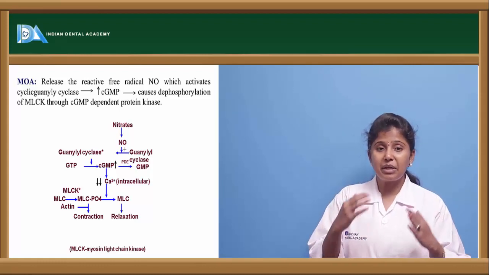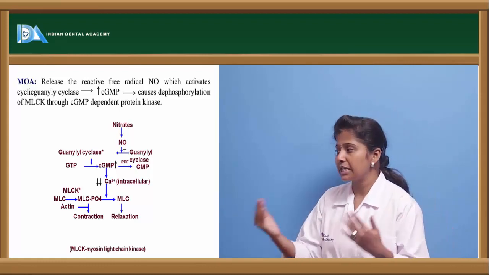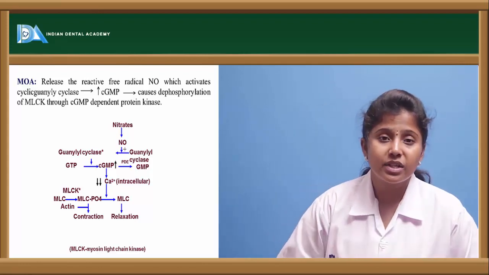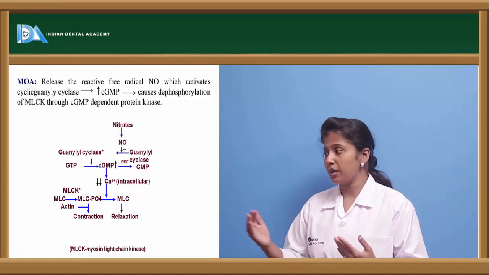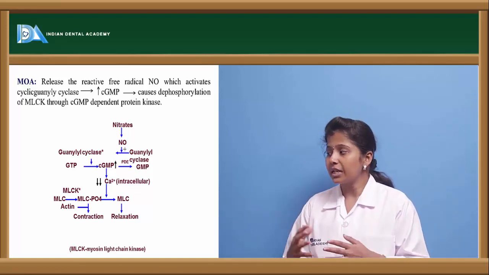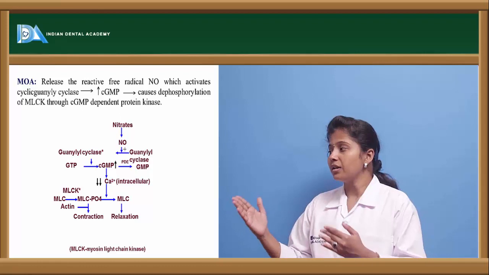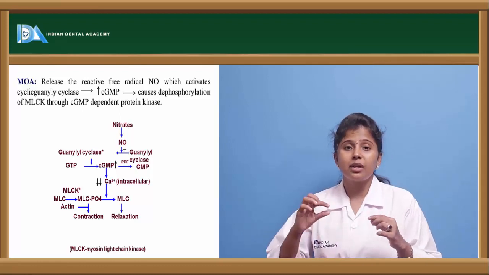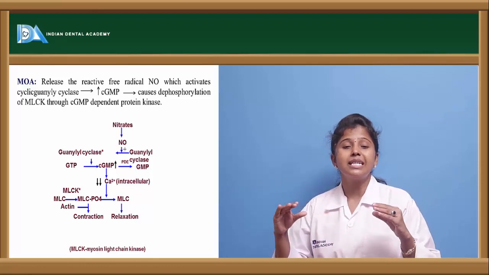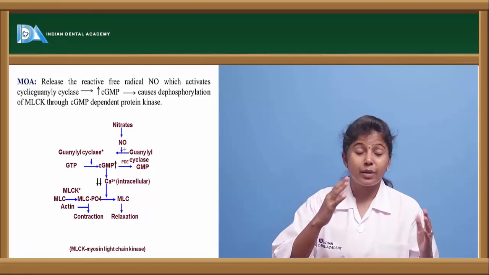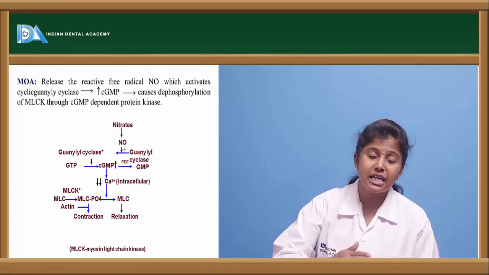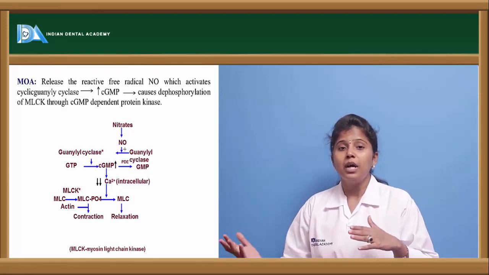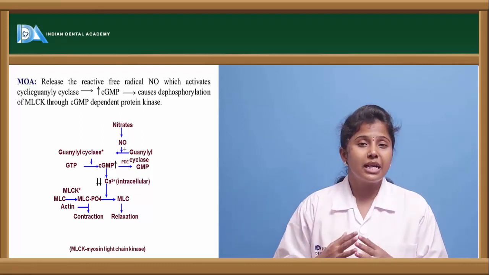If the cyclic GMP levels are increased, then calcium levels are decreased. The cyclic GMP won't allow the calcium to enter into the cell, and thereby the intracellular calcium level is decreased. In the muscles, there is a myosin protein. Here the myosin light chain is converted to myosin light chain phosphate with the enzyme called myosin light chain kinase.